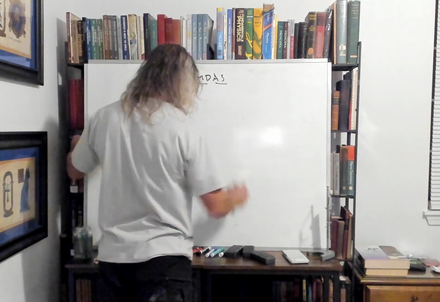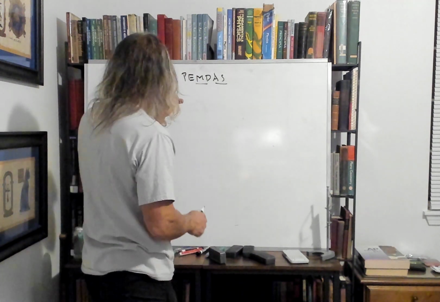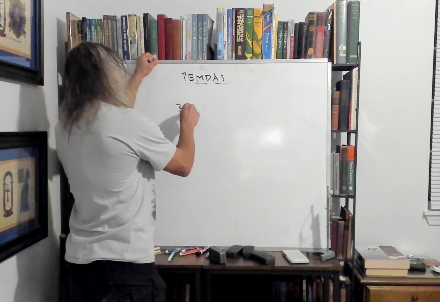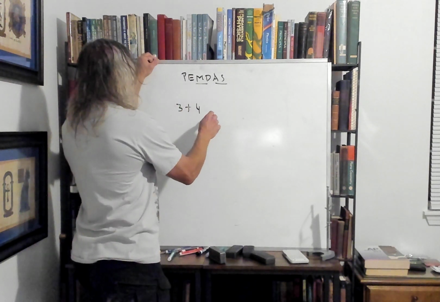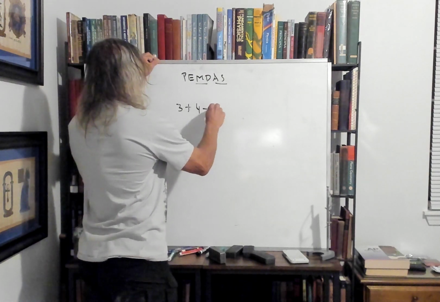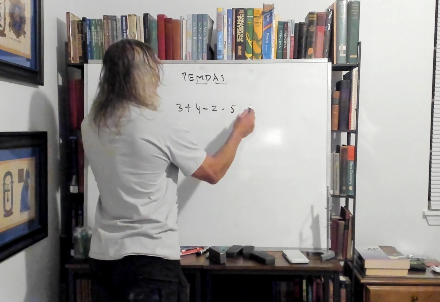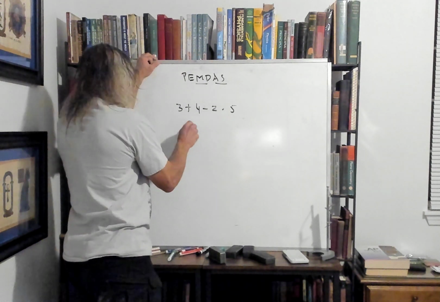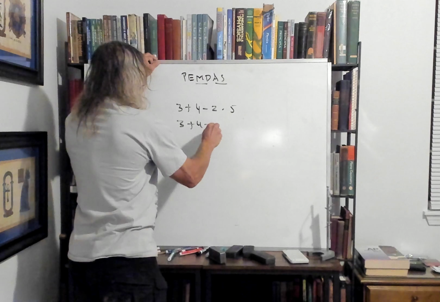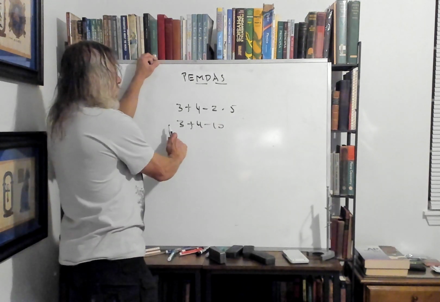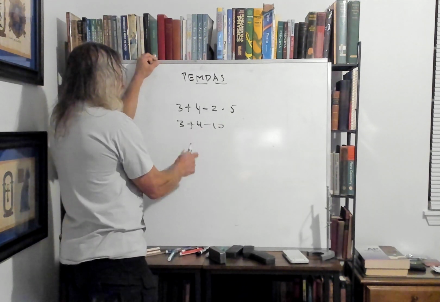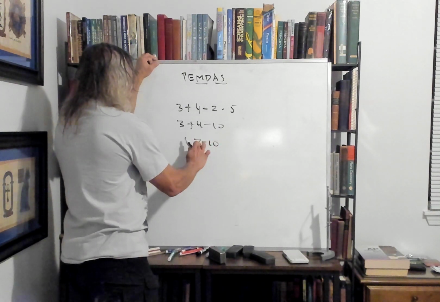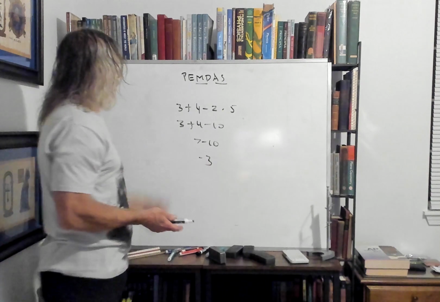Let's see. If we got some parentheses stuff, 3 plus 4 minus 2 times 5. Let's say something like this. If we do this, we multiply first and get that, then go from left to right with addition and subtraction. 7, negative 3, okay.